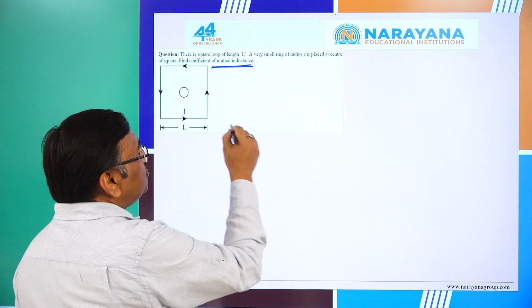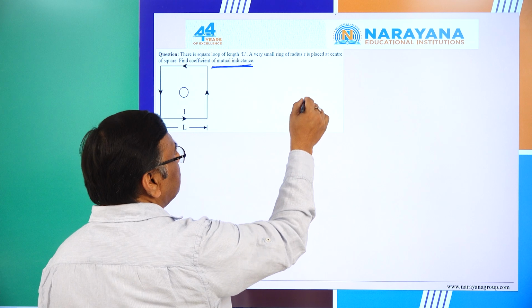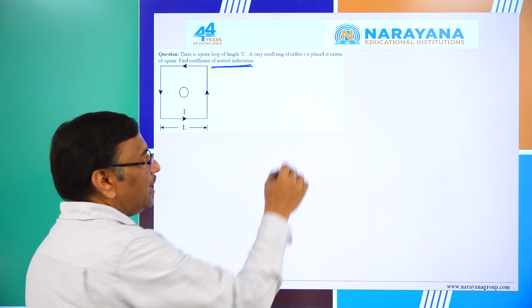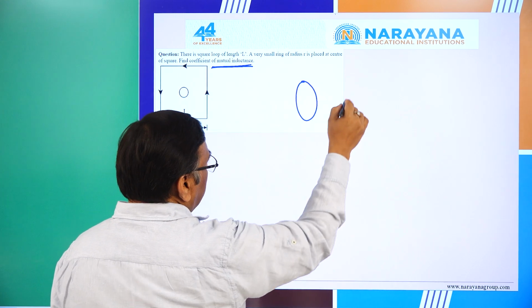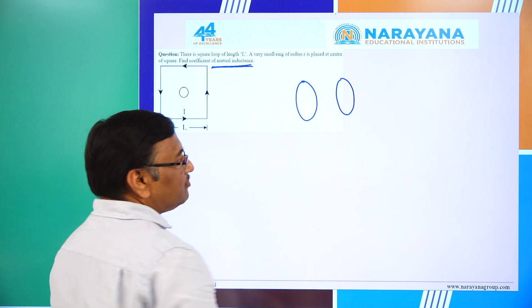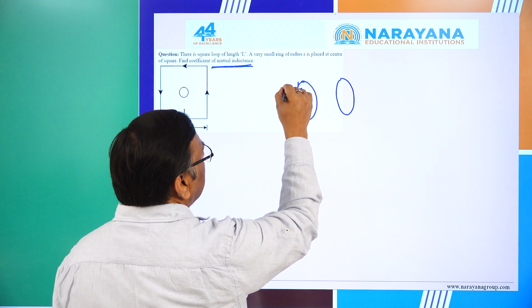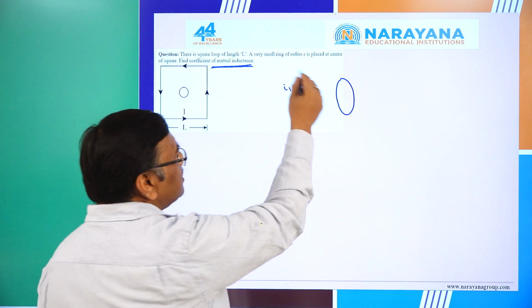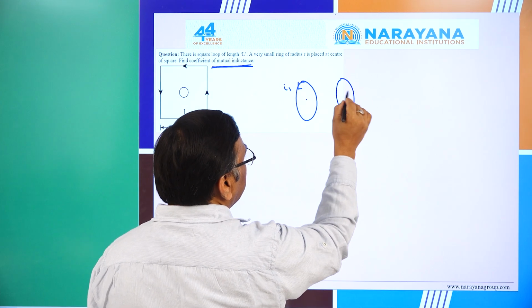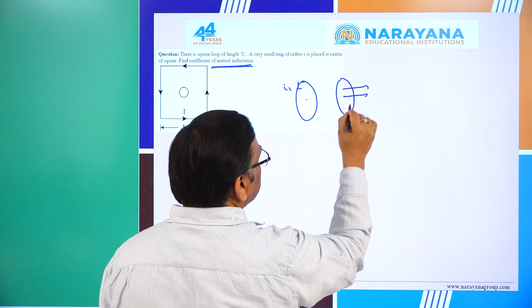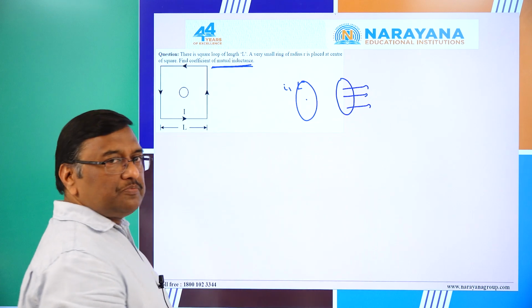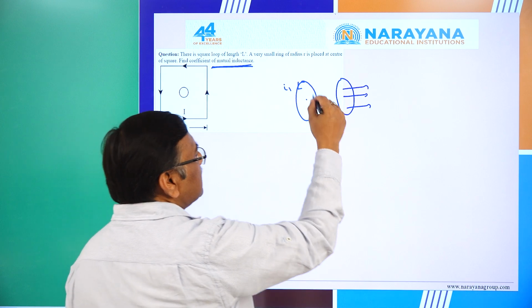If you want to find the mutual inductance, you know one thing: if there are two coils, one carrying some current I, and if I keep another coil in front of this, let us say some current I1 is flowing in this manner. Then because of this a magnetic flux is generated and this flux will pass through this coil. If it is passing through this coil, how much is the change?